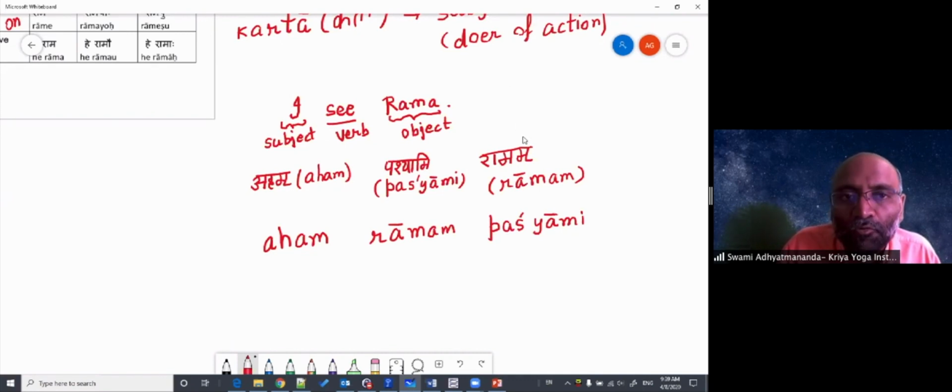Any questions so far on these two cases? Please send the comment. I'll take the questions before going further, just related to these two cases. One of the questions is, is aham required? No, in this sentence, because aham is the subject and that could be the only subject based upon this verb form pashyami, it's not required. So even if you say Ramam pashyami, it would mean I see Rama. So in Sanskrit, whenever the subject is in the first person or second person, that is always optional.